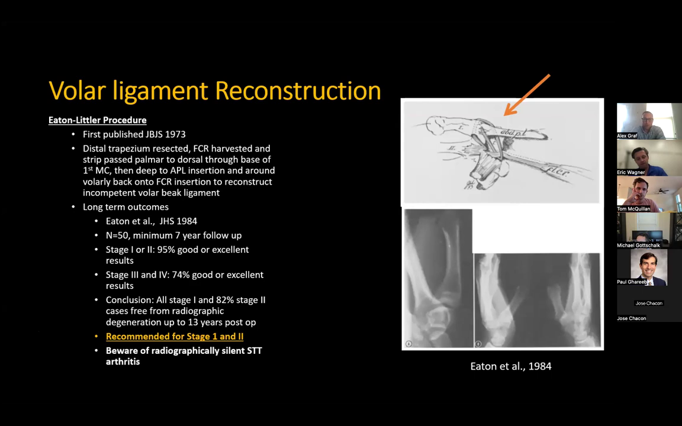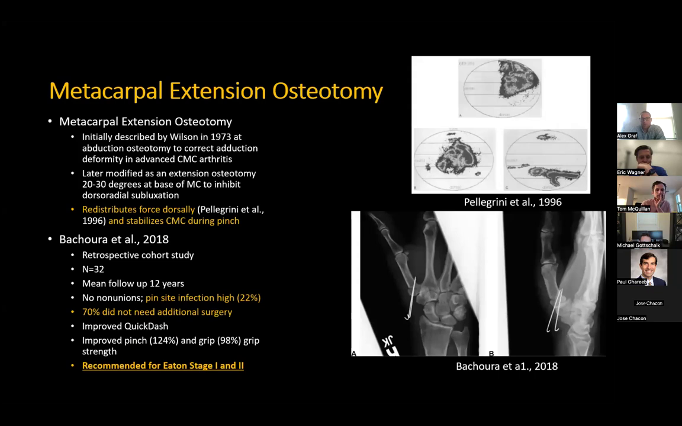When you looked at long-term outcomes, which in this study were only 7 years, it worked excellent for early arthritis, stage 1 or 2. But as you got into stage 3 and 4, your outcomes in terms of good or excellent did decrease. And so I think the question is, why? Is there adjacent STT arthritis that wasn't identified? That's the big question with all these less invasive strategies: are they as durable?